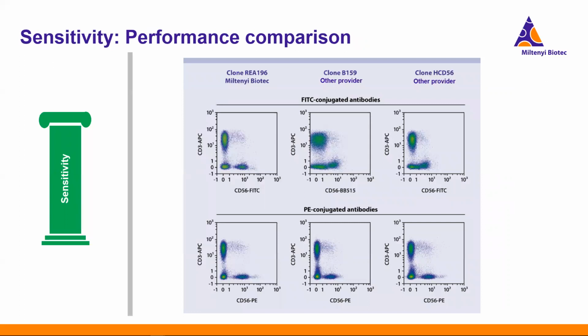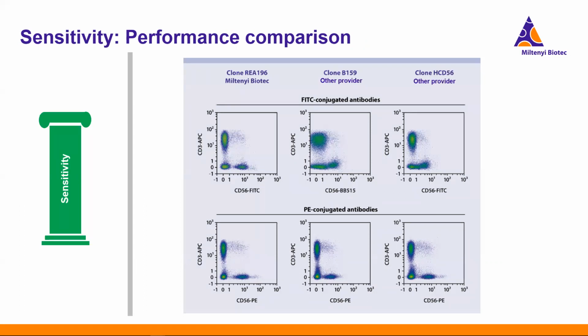So our final pillar of validation, that I'm calling these pillars, is sensitivity. So regarding sensitivity, we compare our antibodies to commercially available and established hybridoma clones. So here's an example of one of these comparisons. And here we're looking at PBMCs stained with our CD56 recombinant clone, our RIA, and two other hybridoma-derived clones in the two columns to the right.